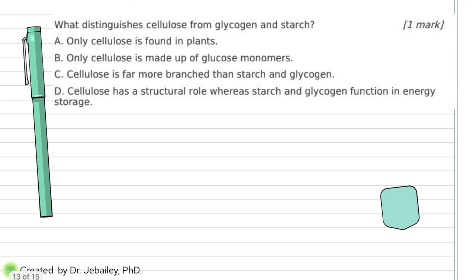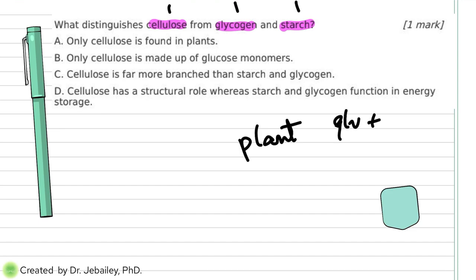Moving on. Here it says, what distinguishes cellulose from glycogen and starch? Now, we know that cellulose is something that is found in plants, right? But we also know that the three of them, cellulose, glycogen, and starch, are all made of a chain of glucose plus glucose plus glucose, and it keeps going. So the three of them are made of a huge chain of glucose.